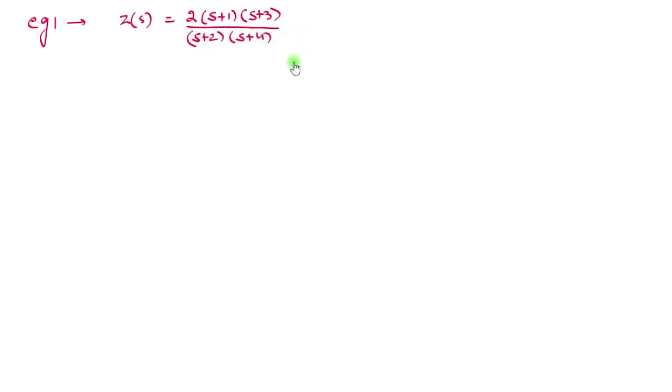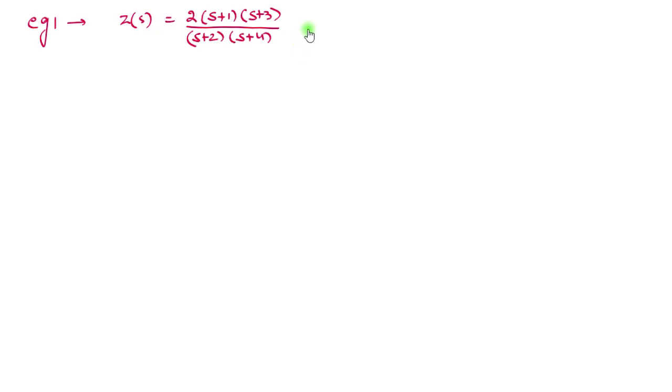We are provided an impedance function which is equal to 2 times (s plus 1)(s plus 3) divided by (s plus 2)(s plus 4), and we are required to synthesize the network. The first step in synthesis is to identify the network function, that is, whether it is an LC function, RC function or RL function, and we will check them using the properties of LC, RC and RL functions.